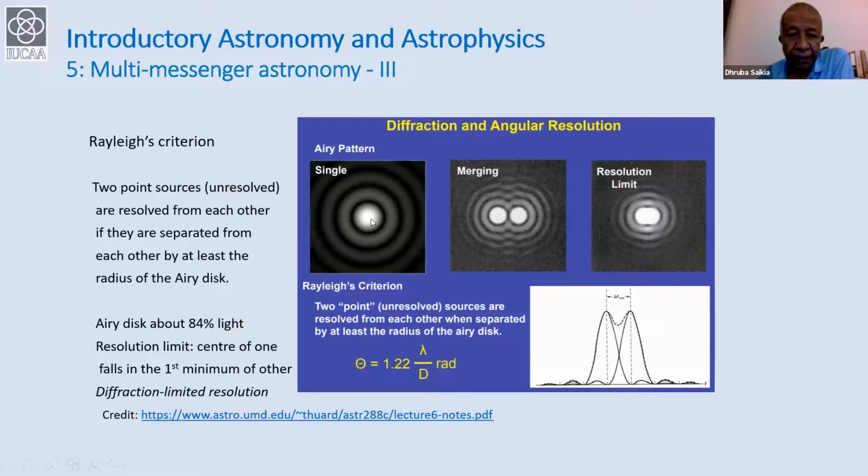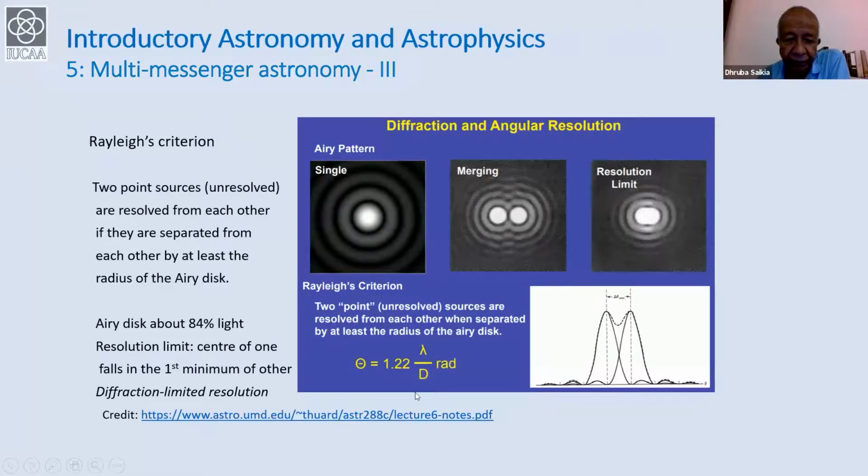Now, if there are two objects which are very close together, and the resolution of the instrument is larger than what you need to resolve them, you will not see these as two different objects, but as one single object. Okay, so two point sources are resolved from each other if they're separated from each other by at least the radius of the Airy disk. And the Airy disk contains about 84% of the light. And the resolution limit is set by when the maximum of one falls on the first minimum of the other.